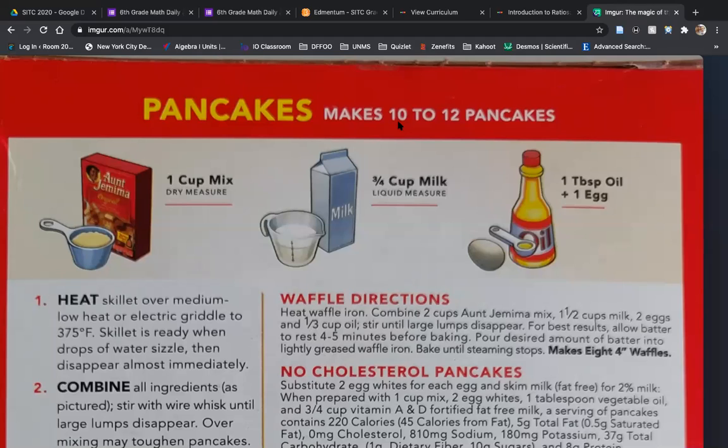Now, let's say you don't wanna make 10 to 12 pancakes, right? Let's say you've got a couple of people there, you actually wanna make like double the recipe, right? You wanna make 20 to 24 pancakes.